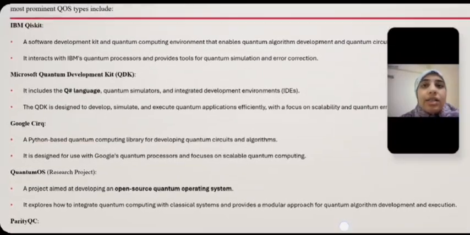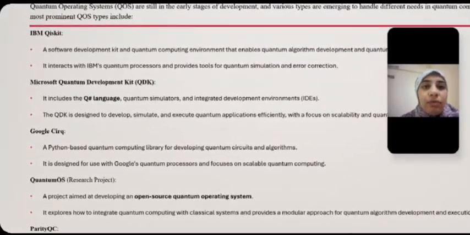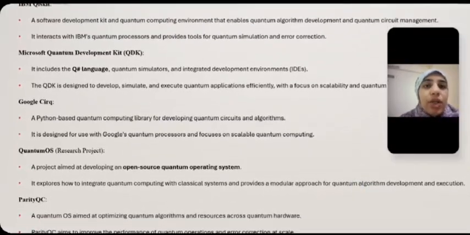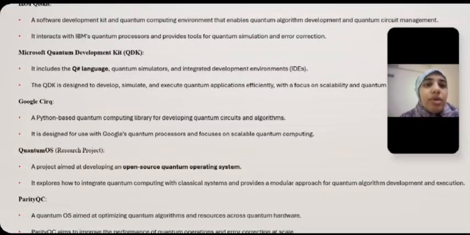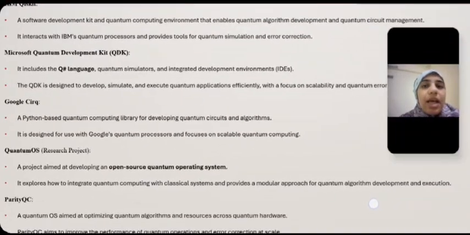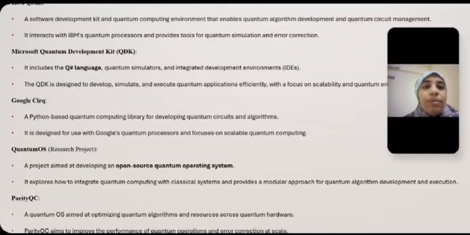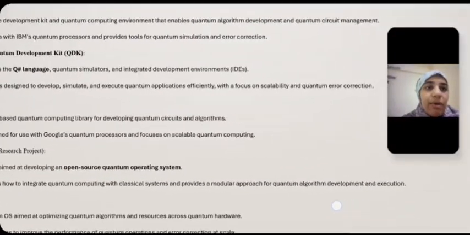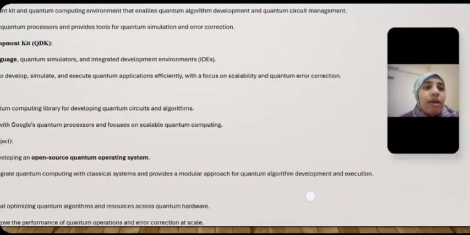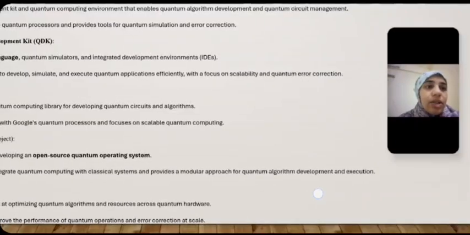My second one is Microsoft Quantum Development Kit, QDK, which includes the Q# language, quantum simulators, and integrated development environments, IDEs. And also, the QDK is designed to develop, simulate, and execute quantum applications efficiently, with a focus on scalability and quantum error correction.